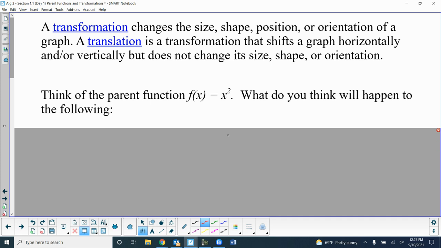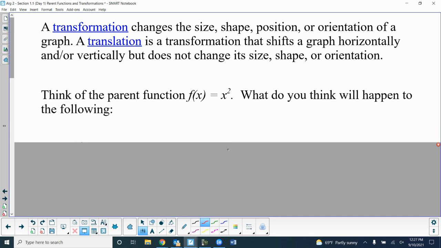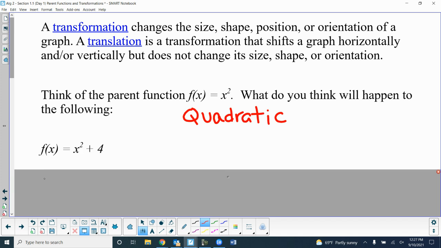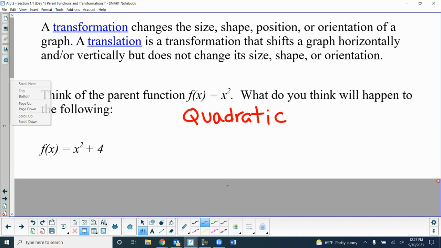So what parent function does this go with? What do we call this family? Quadratic. When you see an x squared, it's a quadratic family. Parabola family, right? So what do you think is going to happen there? If it's a translation we're talking about, is it going to move it up, down, right, or left? Up. It's a good guess. Let's see if he's right.